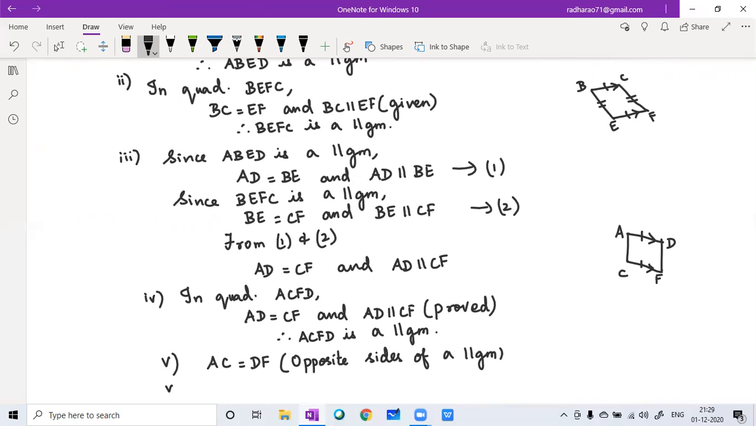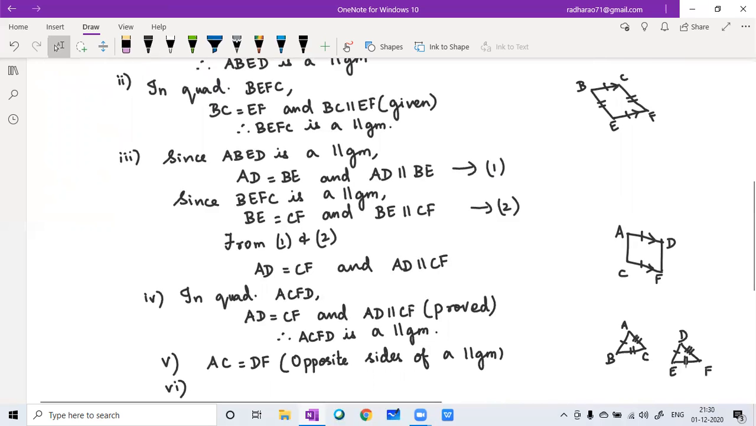Now the last one is we have to prove triangle ABC is congruent to triangle DEF. In the question itself, they have given AB and DE are equal and also BC is given equal to EF. And just now we proved AC and DF are equal. So in both the triangles, three sides of both the triangles are equal. So by SSS congruence, they become congruent.